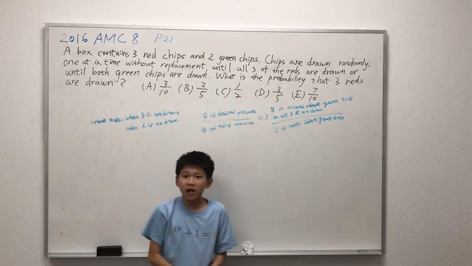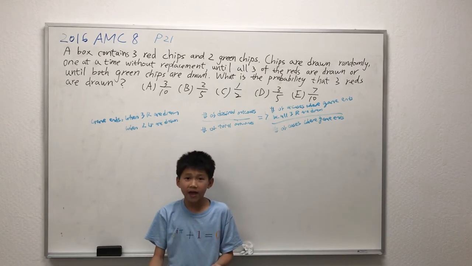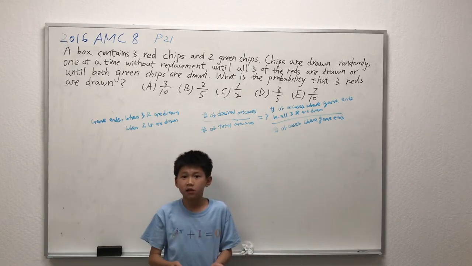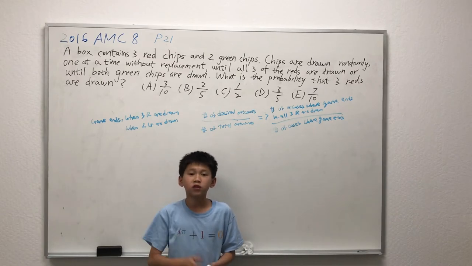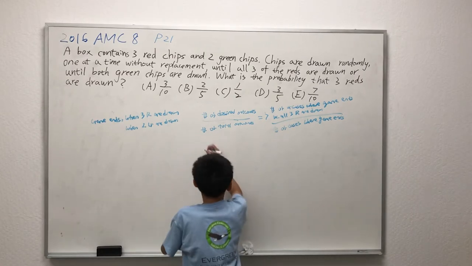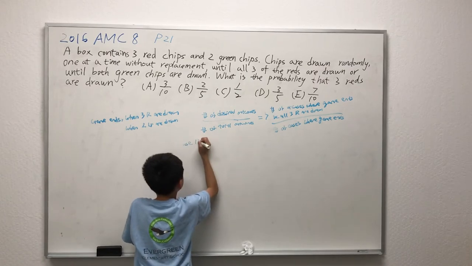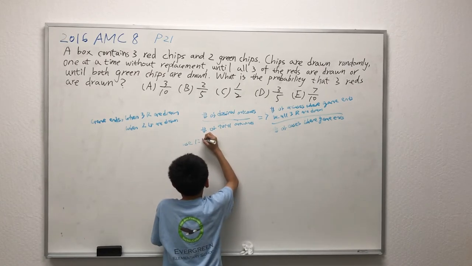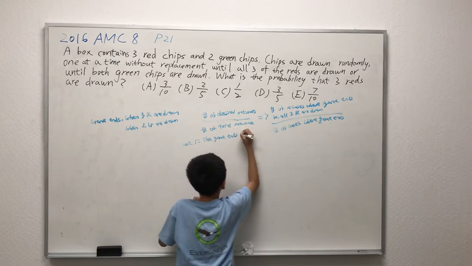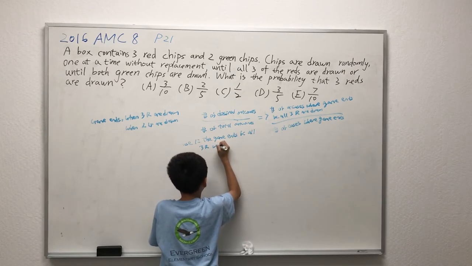To find these two values, all we need to do is list out the total number of outcomes where the game ends. Then we can find the number of cases where the game ends because of the three drawn chips. So let's start with case one. The game ends because all three reds were drawn.